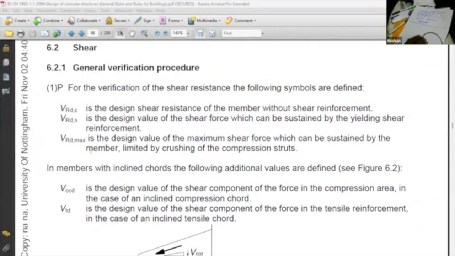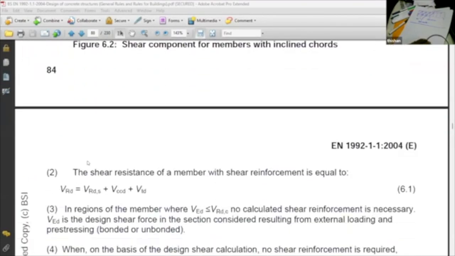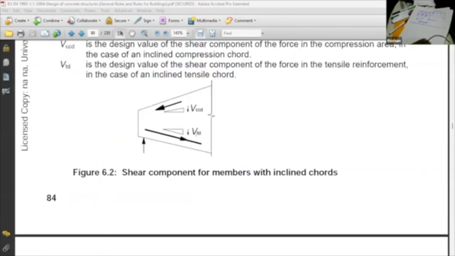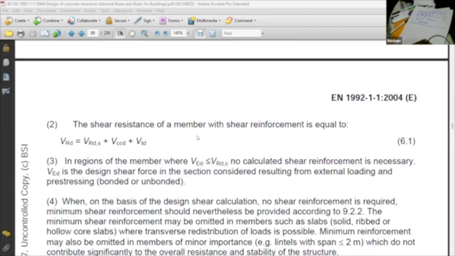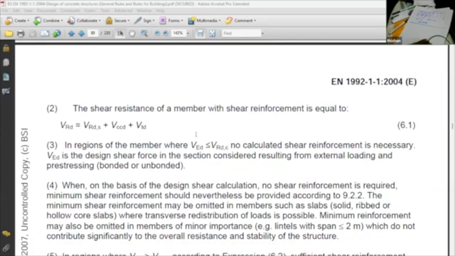Then this talks a lot about VRd,c, the design shear resistance of a member without shear reinforcement. That is based on the 0.4, 0.45 value. VRd,s is the design value of shear force which can be sustained by yielding shear reinforcement. That means VRd,s is with shear reinforcement. VRd,max, can you remember I told you the 4.5 to 5 range? This is what you get when you have reinforcement. And this inclined portion is for pre-stressed concrete, so you don't have to worry. These terms, Vccd and Vtd, are pre-stressed concrete terms, so you don't have to worry, because we are dealing with RC design. So for RC design, the shear resistance of a member with shear reinforcement is VRd equal to VRd,s only.